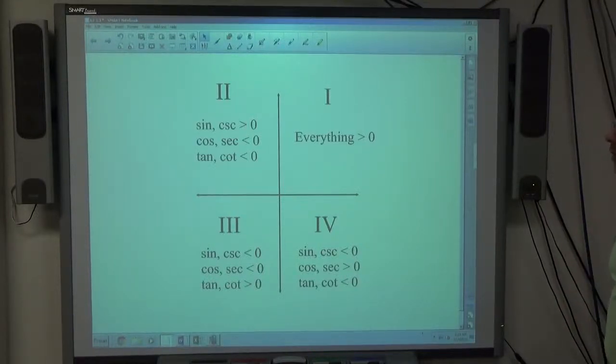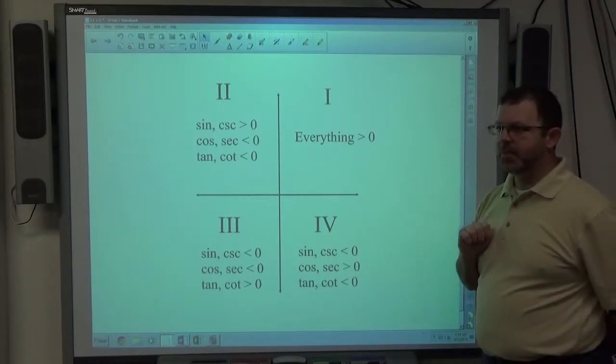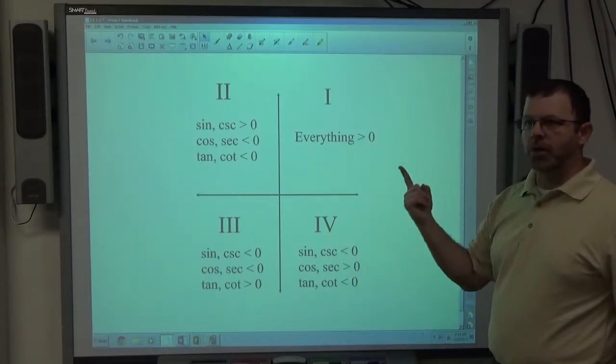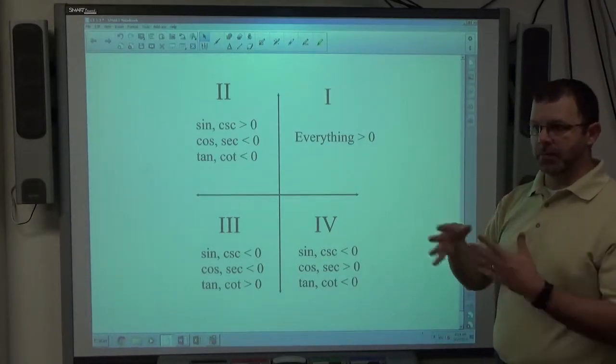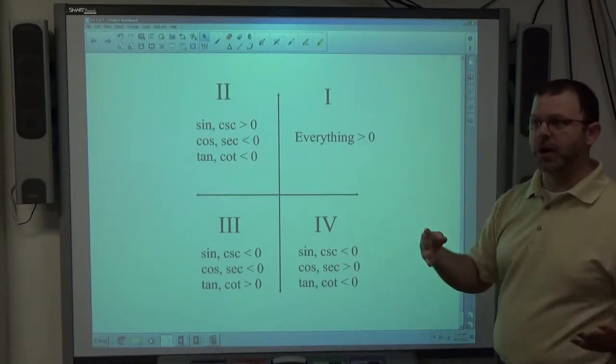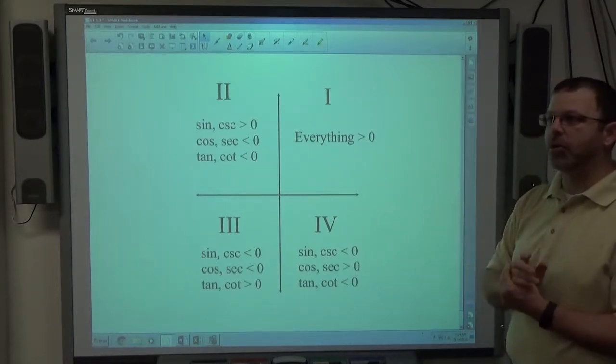Based on your quadrants, there are basic ideas here about what's positive and what's negative in whichever quadrant. The first quadrant, everything's positive. In every other quadrant, you have one positive and two negatives. Or I should say two positives and four negatives. But if I'm just talking about sine, cosine, and tangent.